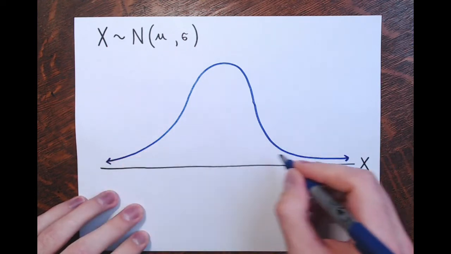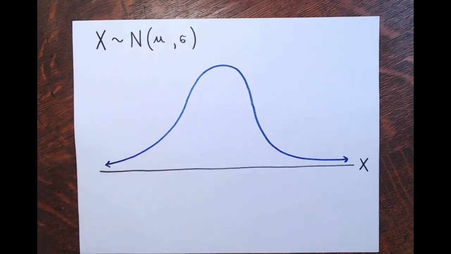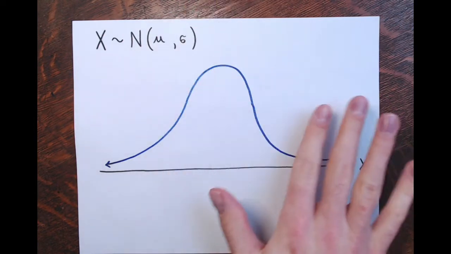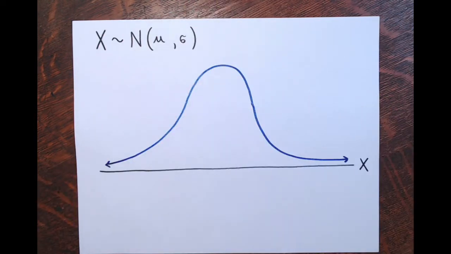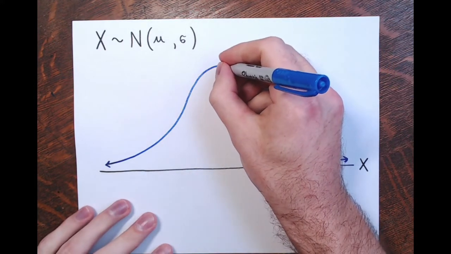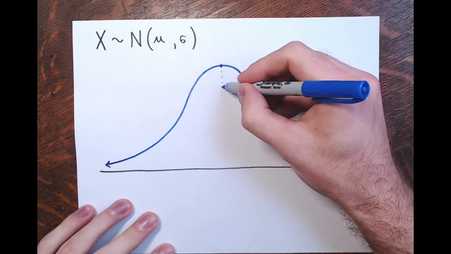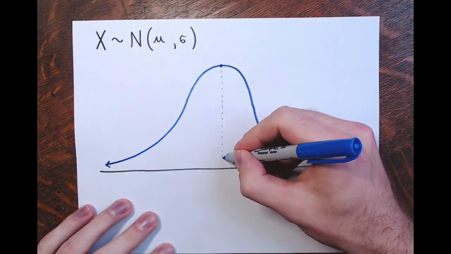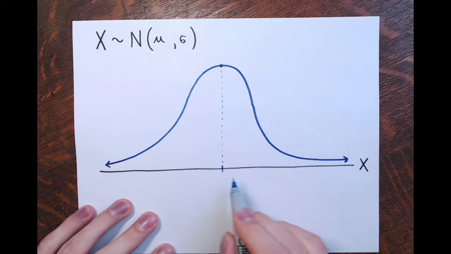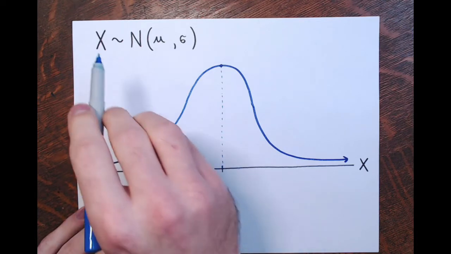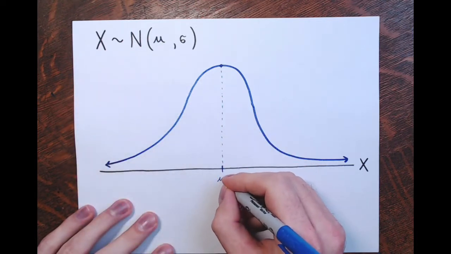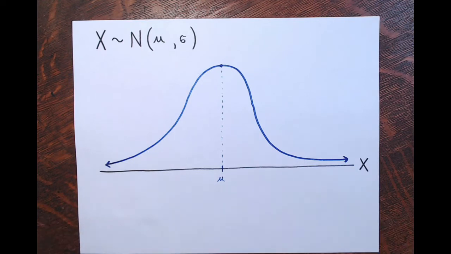And it goes to the left forever, to the right forever. And this is a bad hand drawing. It should be perfectly symmetrical. If I cut it down the middle, the area of the right half is the same as the area of the left half. And if you look at this, underneath the top of the hill, you go to the peak, directly underneath that on the number line should be the mean value of the variable X, which is called mu.